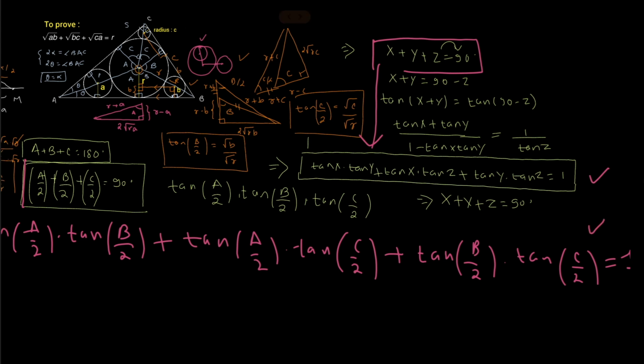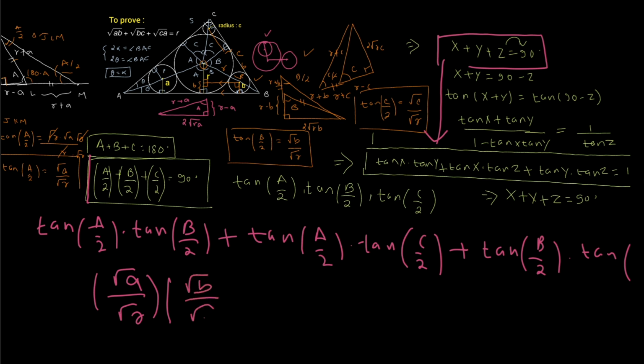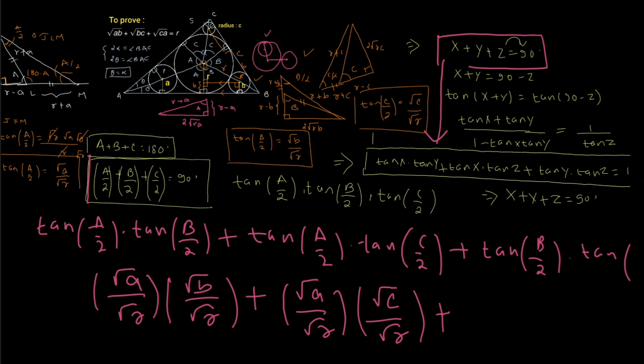Okay, so now we have got the values for tangent of a upon 2, b upon 2 and c upon 2. So let us replace them over here. So tangent of a upon 2 has a value root a upon root r, into tangent of b upon 2, that has a value root b upon root r, plus tangent of a upon 2, so root a upon root r, into tangent of c upon 2, that is root c upon root r, plus tangent of b upon 2, that is root b upon root r, into tangent of c upon 2, that is root c upon root r, and this thing is equal to 1.